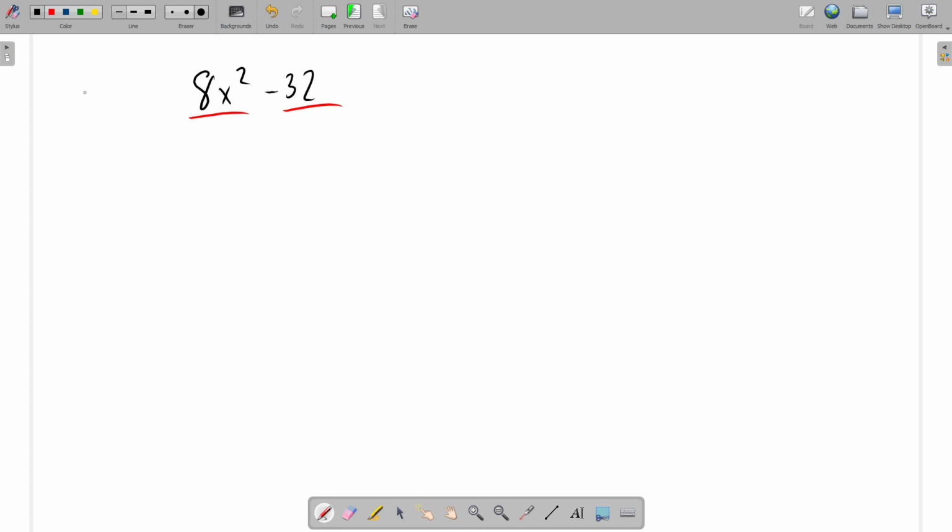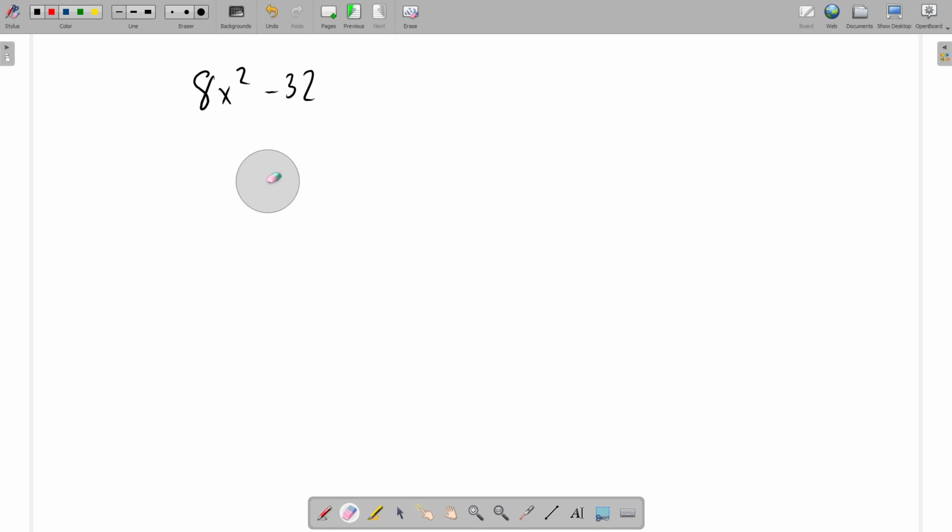From the last video, I recommended that the first thing you do, especially when a times c is giving you a large number, is try to factor out a greatest common factor in the very beginning. Is there a greatest common factor between 8 and 32? Well, yes, there's 4. So if I factor a 4 out, I'm left with 2x squared minus 8. Is 2 a perfect square? Is 8 a perfect square? No. So factoring out a greatest common factor did not get us anywhere.